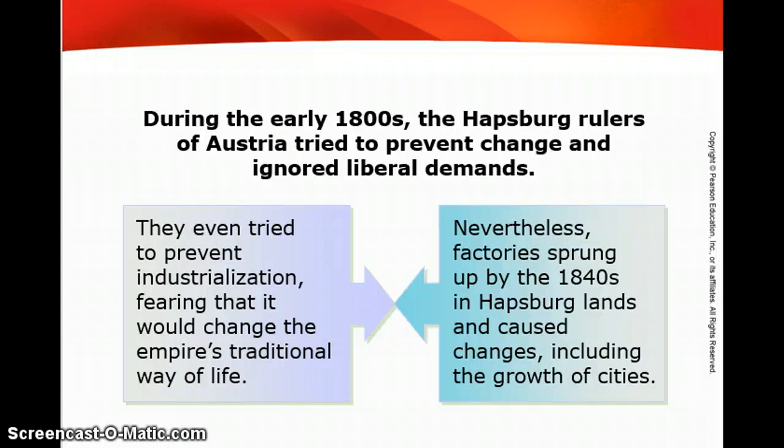During the early 1800s, the Habsburg rulers of Austria tried to prevent change and ignored liberal demands. We saw that when we talked about the revolutions of 1848. They even tried to prevent industrialization, which honestly makes no sense, since industrialization will bring, I would think, better economics for the entire empire, fearing that it would change the empire's traditional way of life. Nevertheless, factories sprung up by the 1840s in Habsburg lands and caused changes, including the growth of cities and all the reforms that are necessary with the beginning of industrialization.